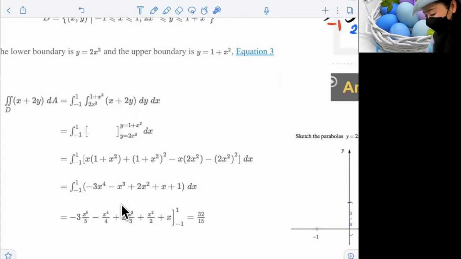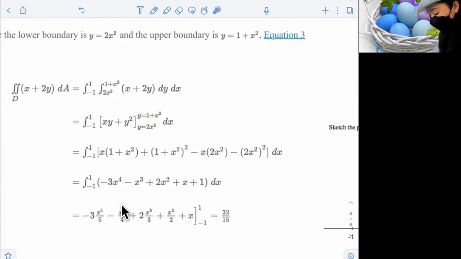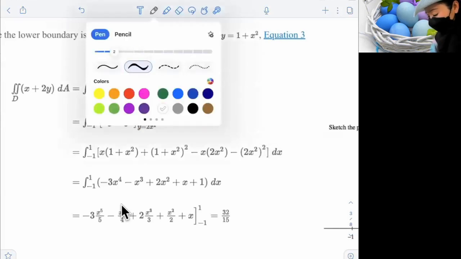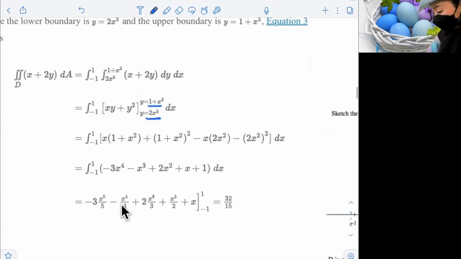Y squared. Yes, you got it. Good job, okay? So you get xy plus y squared. After this, what do we do? We plug in the upper and lower limit, right? Here, y is from this to this. Then we can just substitute the y in. So plug the y in, and you do all this algebra calculation, okay?